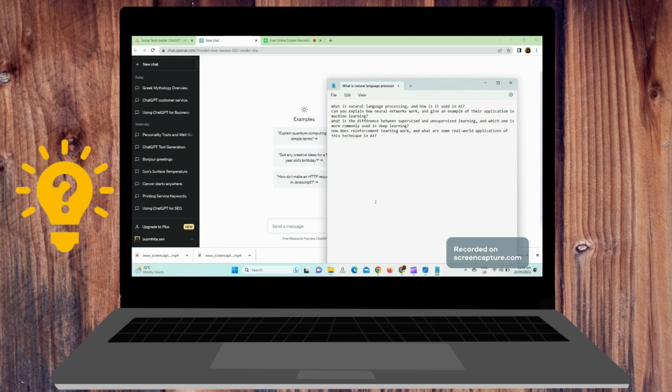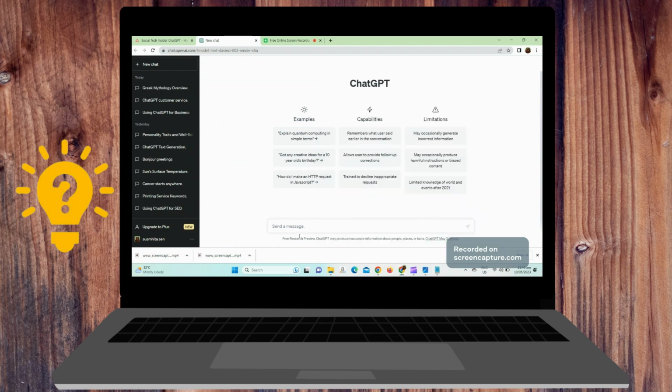You can ask it about different AI topics such as natural language processing, neural networks, reinforcement learning, deep learning, and more. Here are some examples of questions you can ask ChatGPT for AI. First is, what is natural language processing and how it is used in AI?